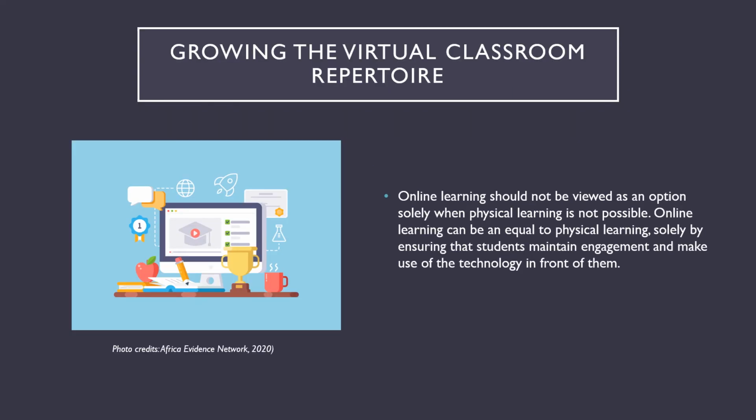So lastly, before we jump into our summary, what we're talking about here today is being able to grow the virtual classroom repertoire. When teachers have been asked to switch to online learning, we want to be able to say that we have some knowledge base of what theory works best there. So online learning doesn't need to be viewed as a second choice option when physical learning is not available. When we employ connectivism into our classrooms, we can make sure that our online learning is equal to physical learning because we have students making the most of their social networks and the technology in front of them, and it can become very meaningful educational experiences.